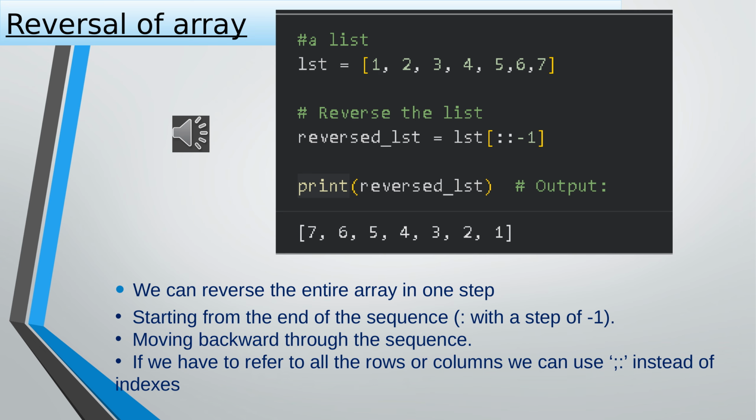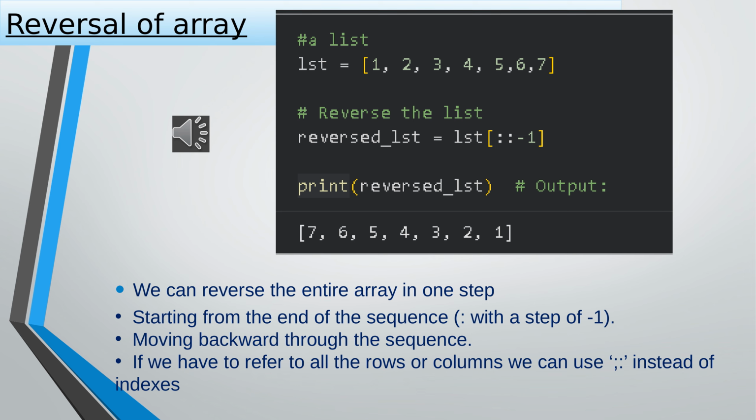This same technique works with NumPy arrays as well. Whether you're working with a one-dimensional array, a two-dimensional array, or even higher dimensional data, slicing with a negative step is a fast and efficient way to reverse the data. The slide also mentions the colon operator. In NumPy, a single colon represents all elements along a particular dimension. You'll use this frequently when working with rows and columns.